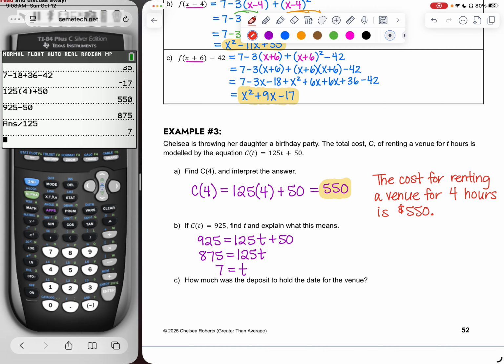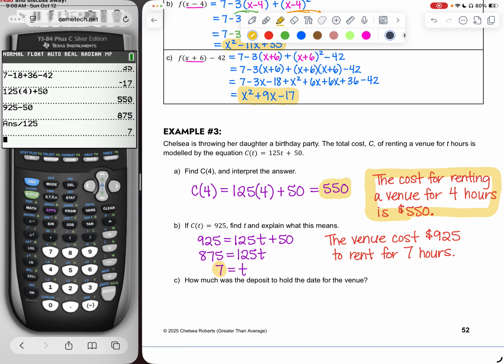So I can say here, the venue cost $925 to rent for 7 hours. All right, so that will be my interpretation there. So remember, not only do you have to have the answer, but you have to interpret. You have to tell what that answer means. So I'm going to make sure I highlight the explanation so that you make sure you give both of them.